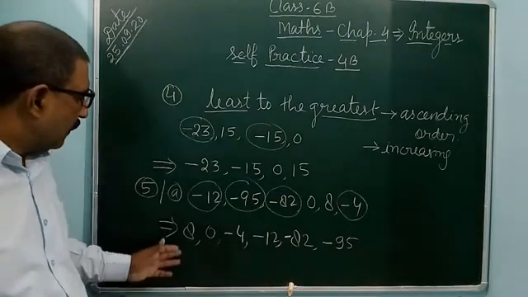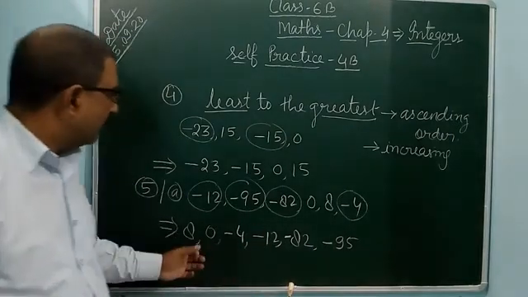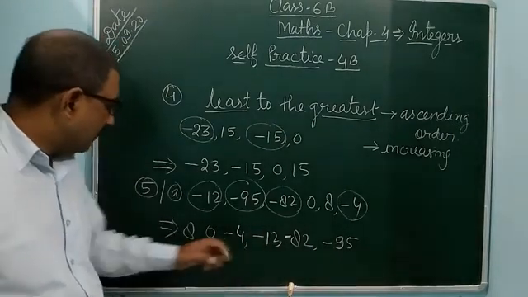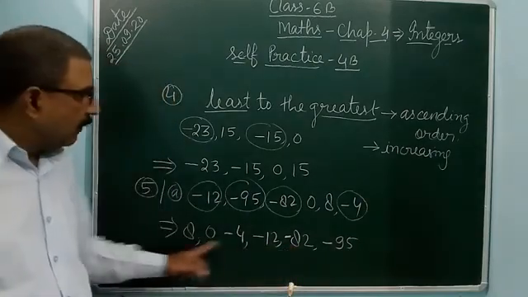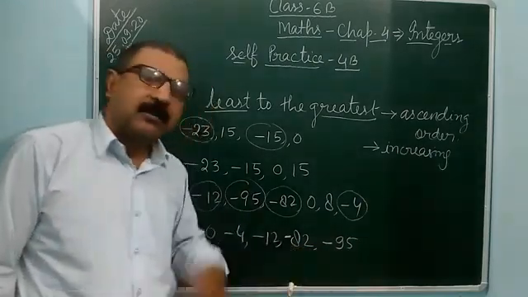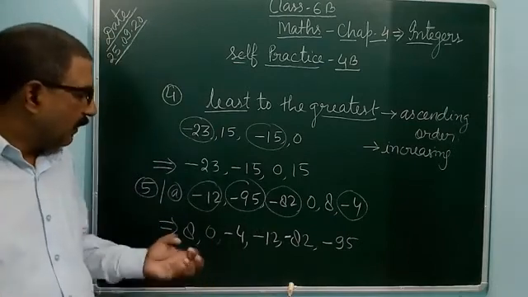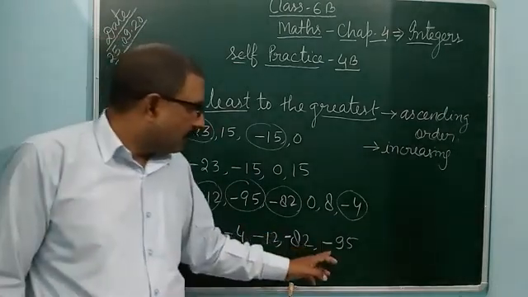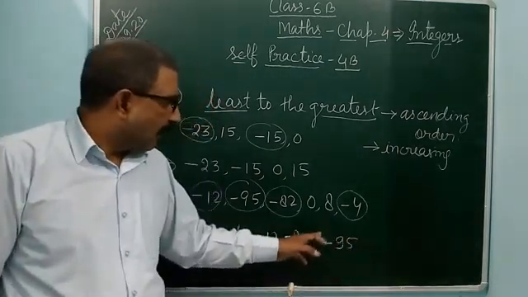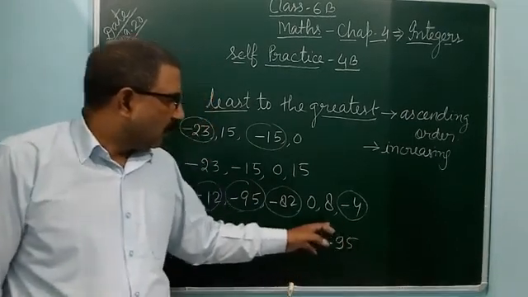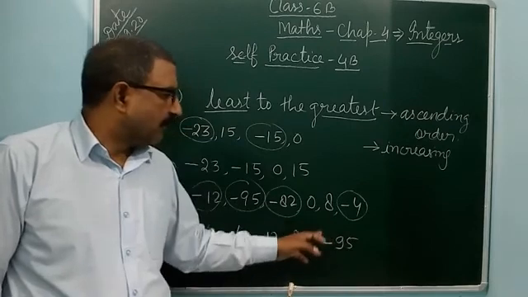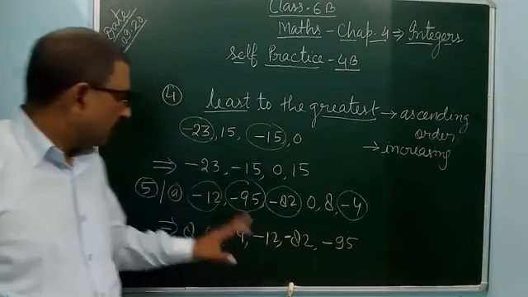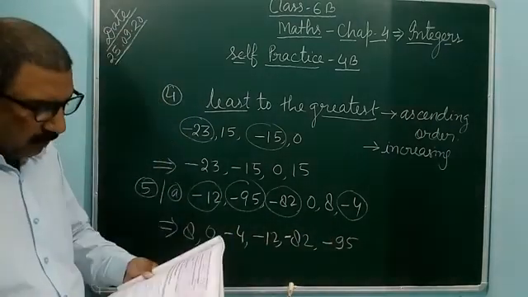So in this way you have arranged it like that. I have also arranged this greatest to smallest. So 8 is the greatest number and minus 95 is the smallest number. So in this way, if the integer has more digits in the numbering, but its value is less. So in this way you can solve all the questions.